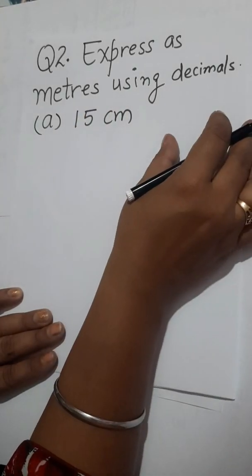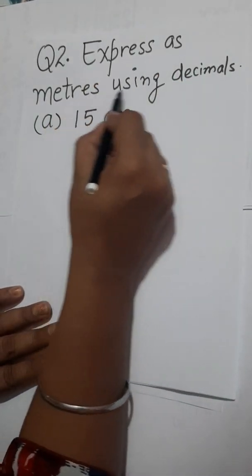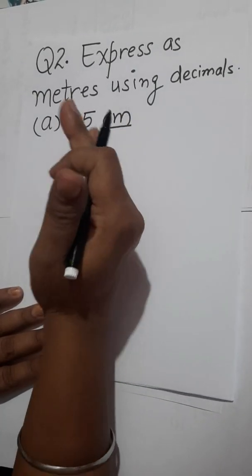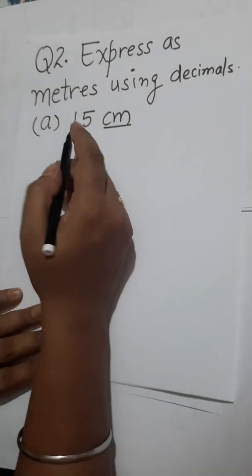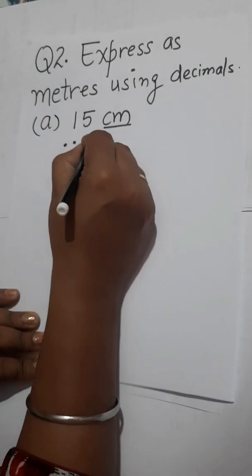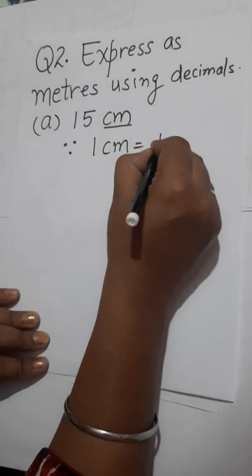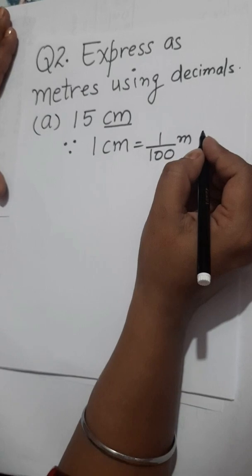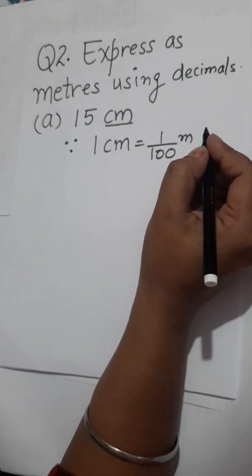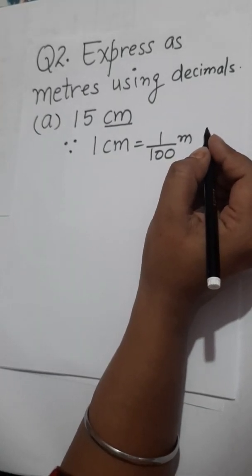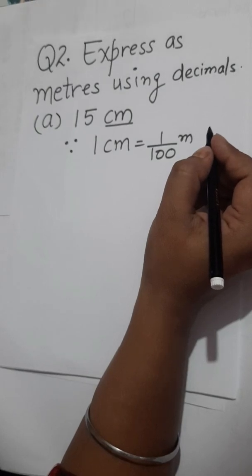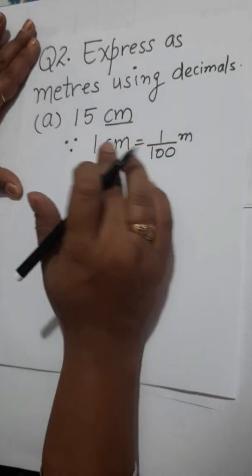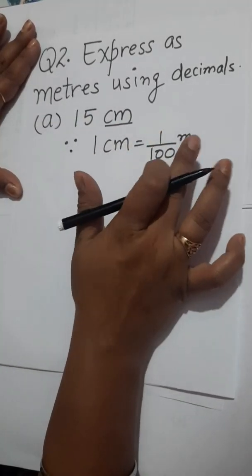Now next we have question number 2. Express as meters using decimal. In this question, centimeter is given to you and you have to express this centimeter as meters. Since we know that 1 centimeter is equal to 1 upon 100 meter, as we did the metric conversion in the previous topics also, and I have also shared the video of metric conversion with you and we have also discussed. So this is that concept. So 1 centimeter is equal to 1 upon 100 meters.